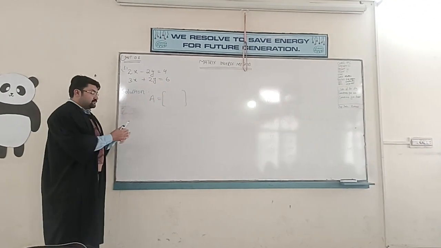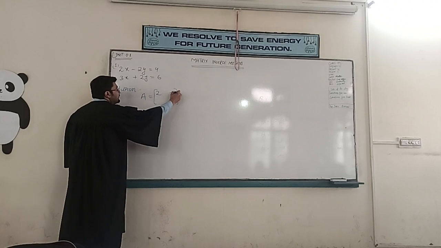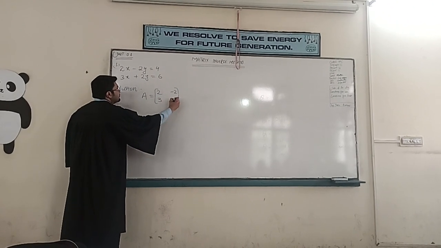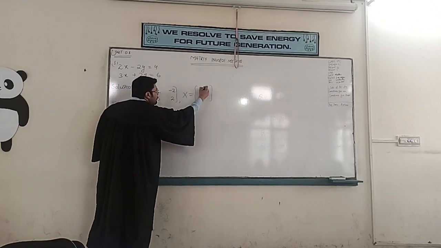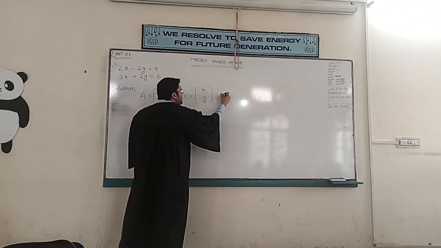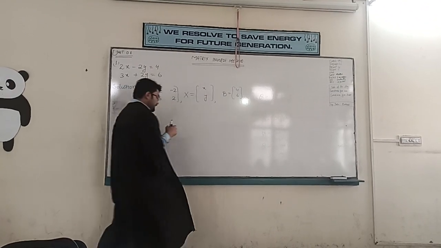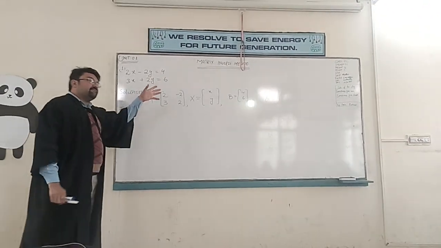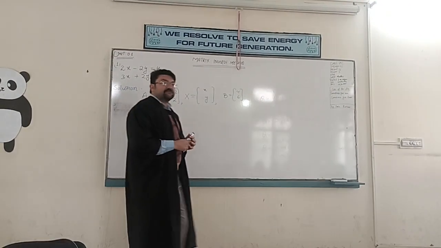Yes, 2, minus 2, then 3, 2. So what is X? X and Y. And what about B? 4 and 6. Due to the word inverse, we can find out how to find the matrix inverse method. For that, we will use a formula.